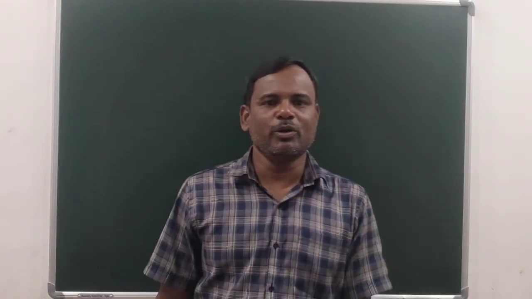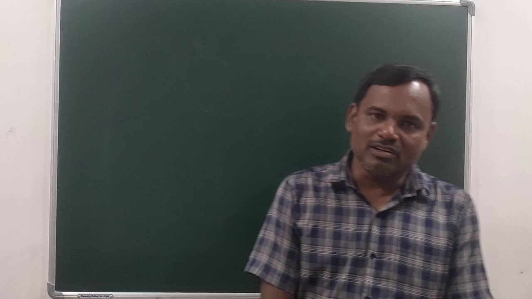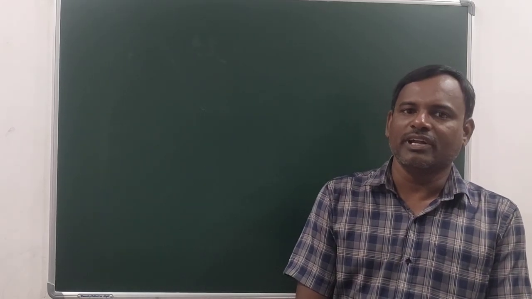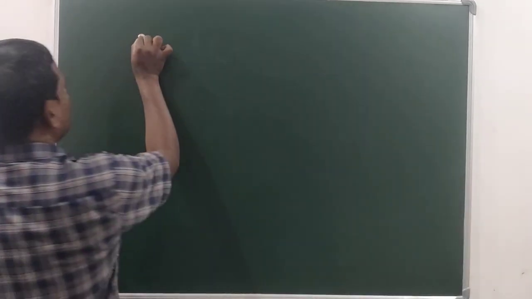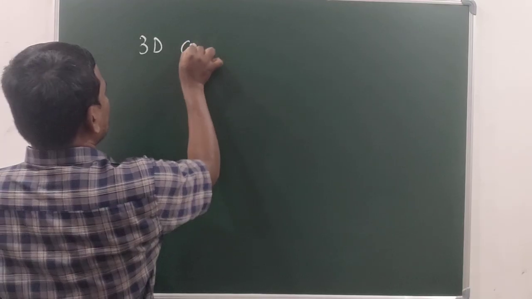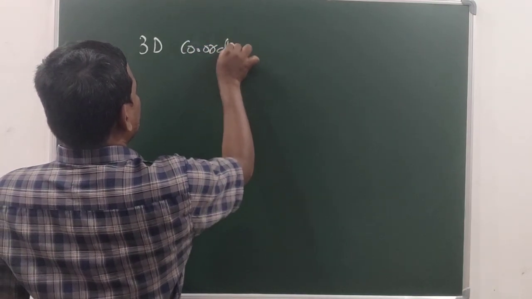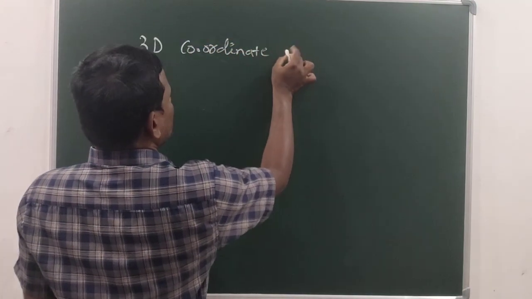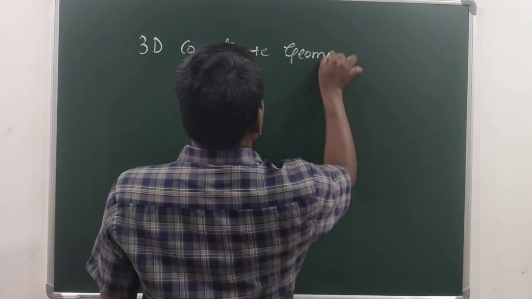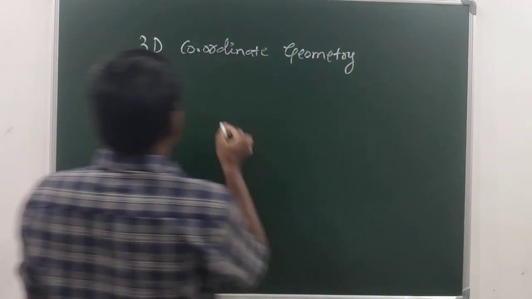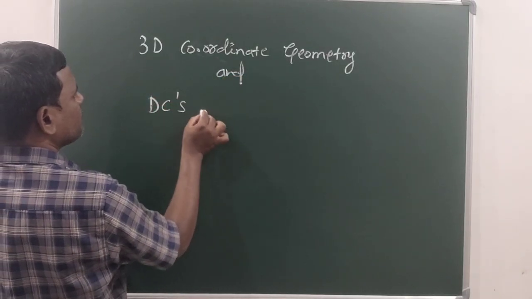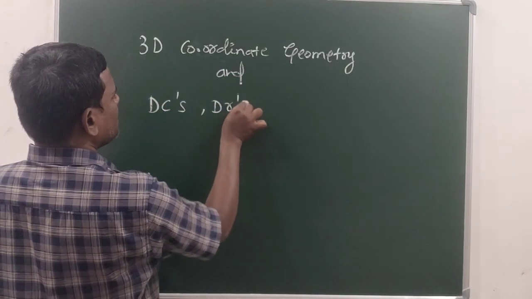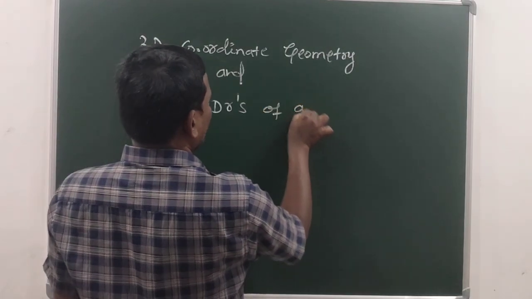In this class, now I am going to explain you the complete concept of three-dimensional coordinate geometry and direction cosines and direction ratios of a straight line. 3D coordinate geometry and direction cosines, direction ratios of a straight line.